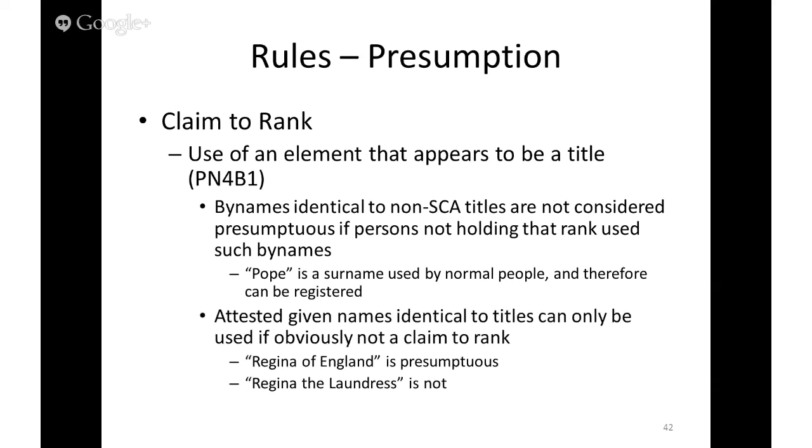If you have attested given names that are identical to titles, you can use them as long as it's obviously not a claim to rank. So Regina, which is a period name, also means queen in Latin. You cannot register Regina of England or Regina of Trimaris, because that suggests that you're claiming to be the Queen of England or the Queen of Trimaris. However, if you're registering Regina the Laundress, it's pretty clear you're not claiming to be the Queen of anything much. So that's perfectly fine.